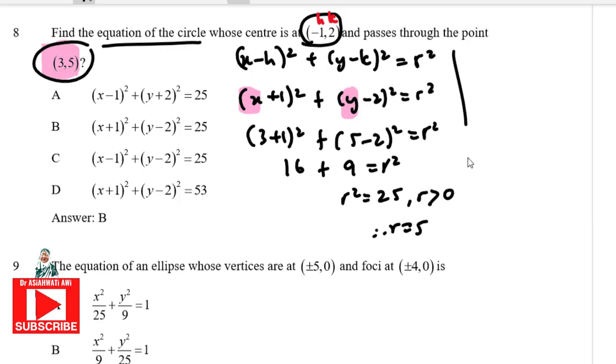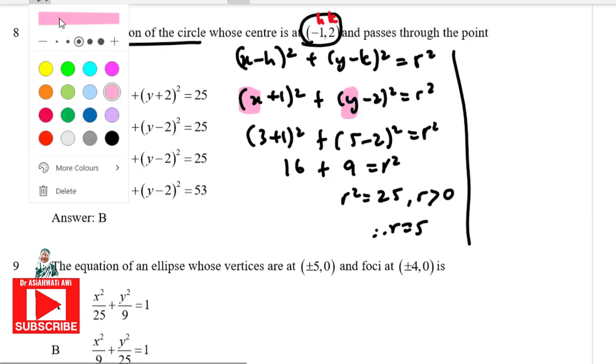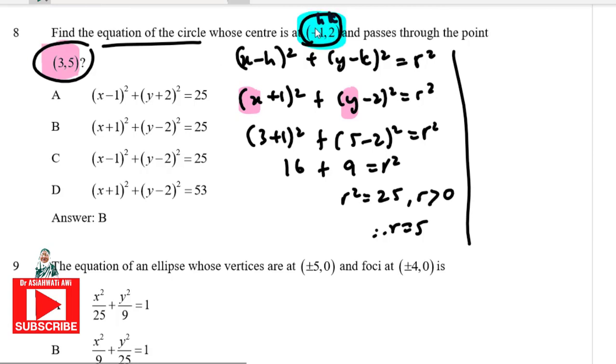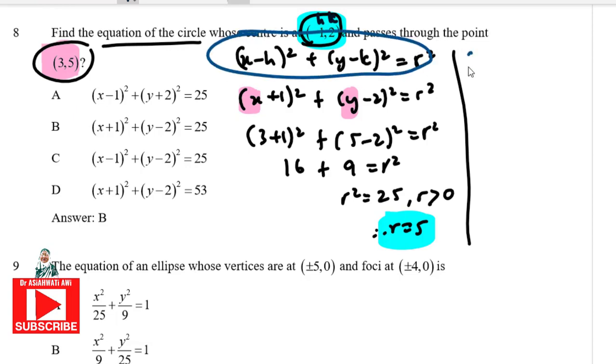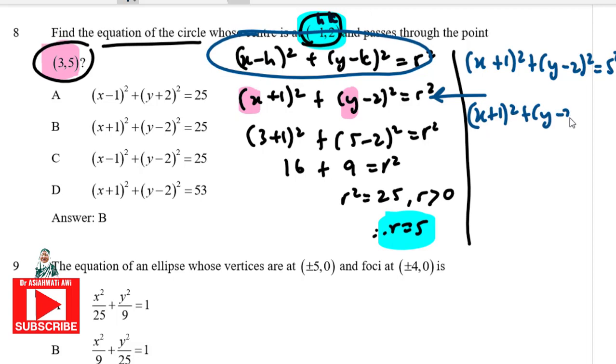Then here are the values, the center and the radius, and we substitute in this standard form. x minus negative 1 squared plus y minus 2 squared is equal to 5 squared. In this equation, this one is negative, so it becomes positive. So x plus 1 squared plus y minus 2 squared is equal to 25. So this is B.